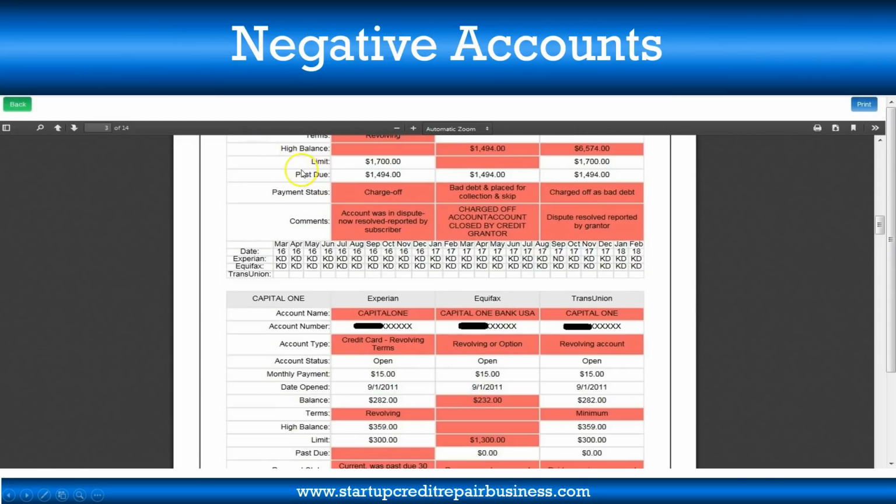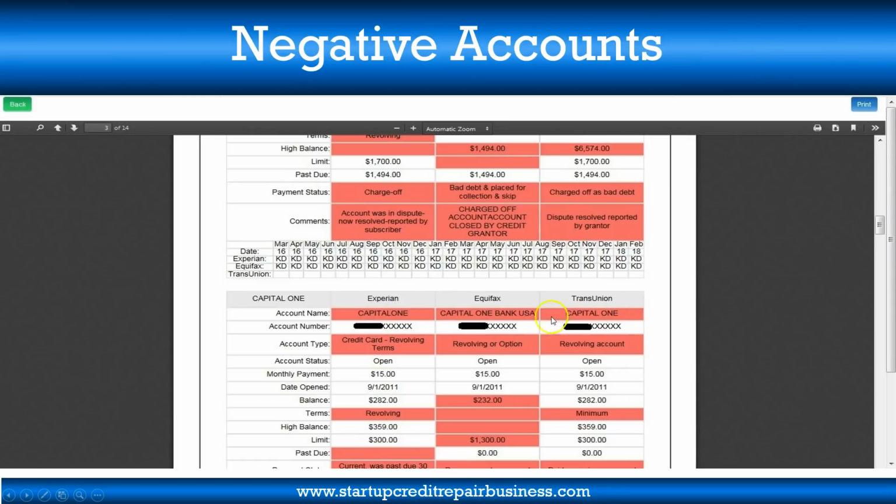Look at the high balance here. There's nothing on Experian, but you got a high balance here. Look at this price, and then look at this. See, this is inaccurate. It's totally bad reporting. Limit 1,700 here, but nothing here. But this is correct. Okay. Let's go ahead in the comments. Charge off. Okay. So let's go to Capital One.